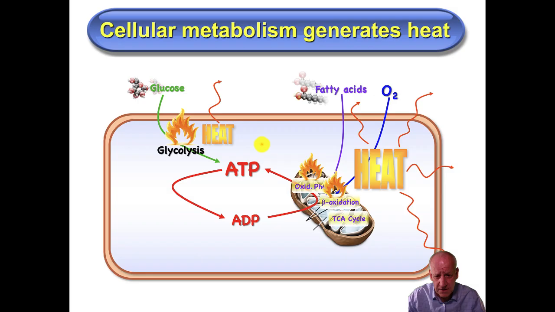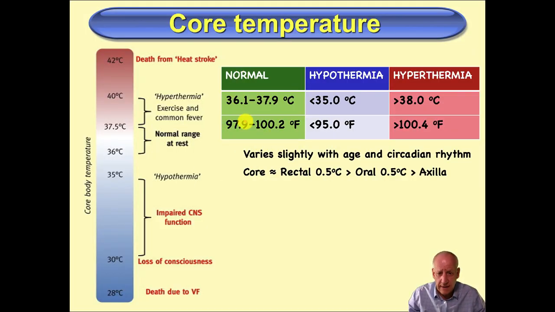The body actively regulates its core temperature around a very precise set point, which is approximately 37 degrees centigrade or 98 degrees Fahrenheit, although this set point can vary a bit with age and diurnal cycle. Still, in health, core temperature does not fluctuate by more than about 1 degree C.